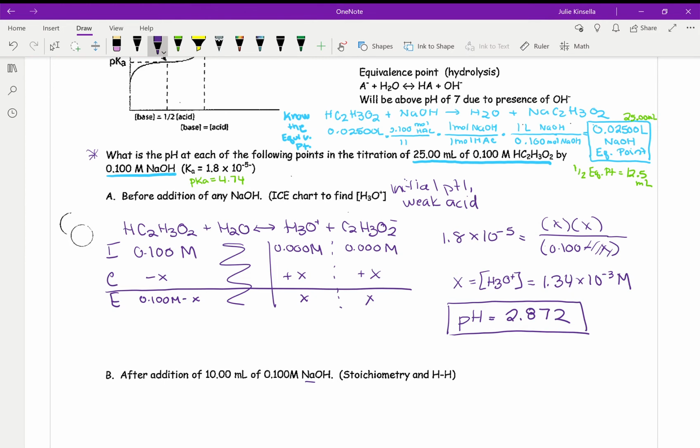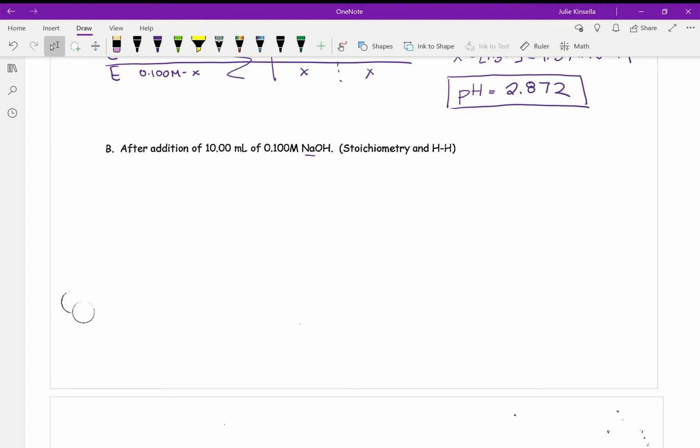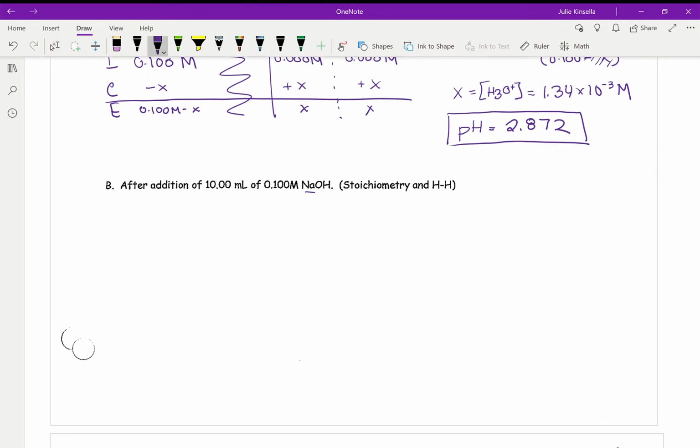All right, so part B here, after the addition of 10 milliliters of the 0.1 molar sodium hydroxide. So at this point, I know that I've added in some base. Now I know my half equivalence point hasn't been reached yet. So one thing with that is we know that we're in our buffer region.